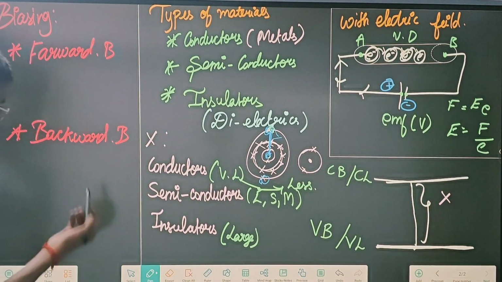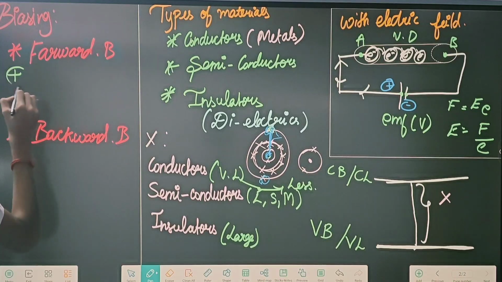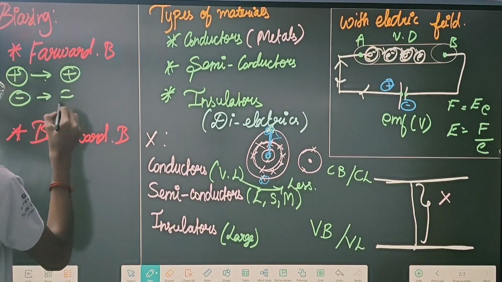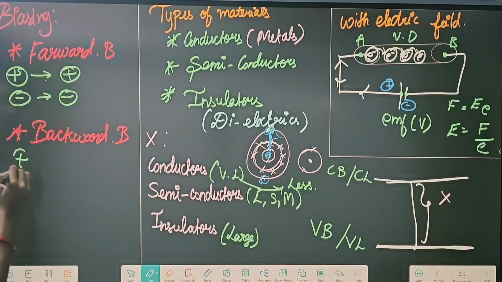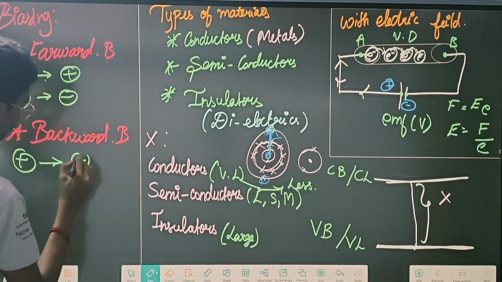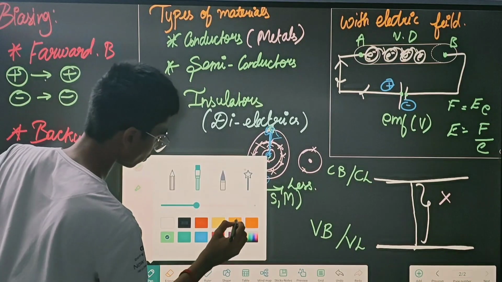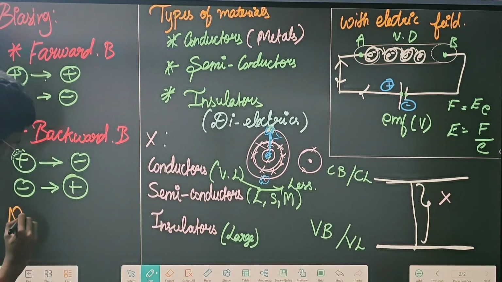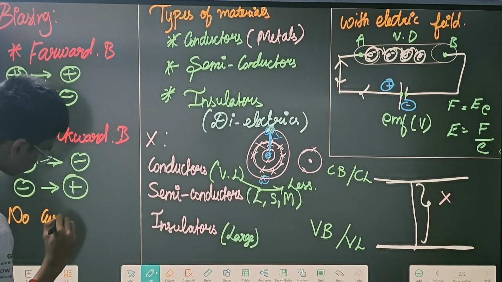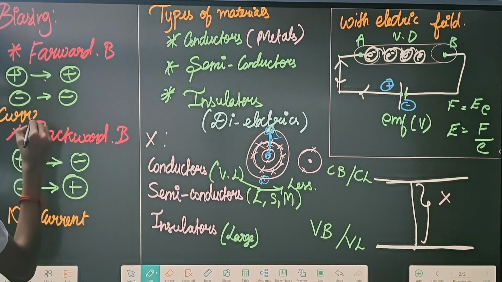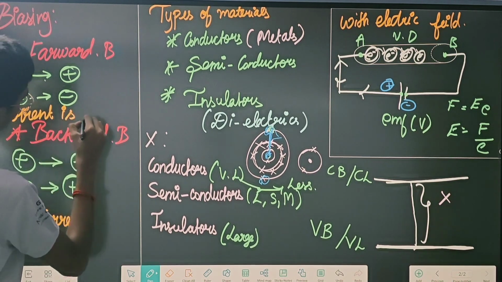So positive to positive you have to put, and negative to negative you have to put. Here also it has to be positive; if you put negative, and for negative you put positive, there will be no flow. No current will be formed. Here, current is formed.